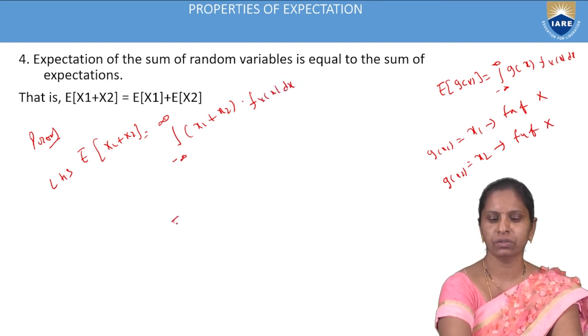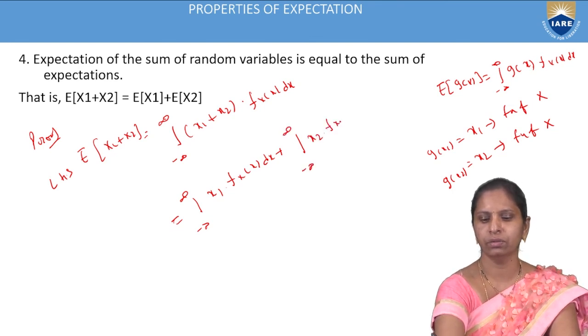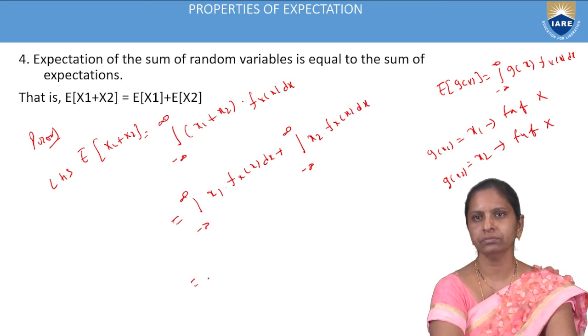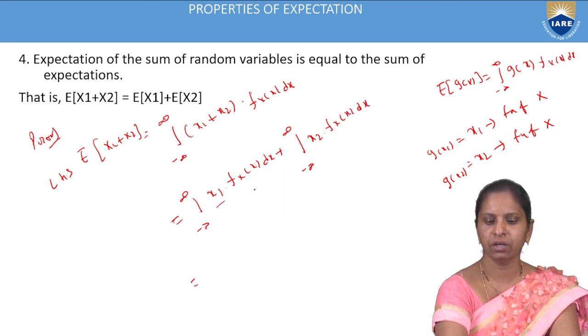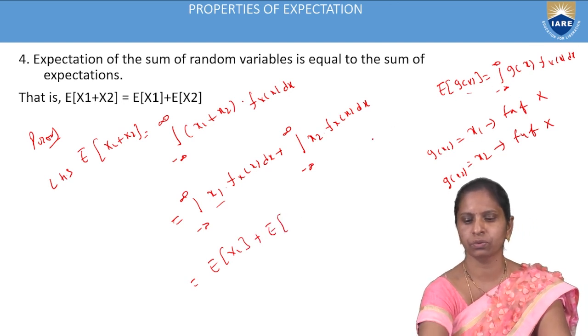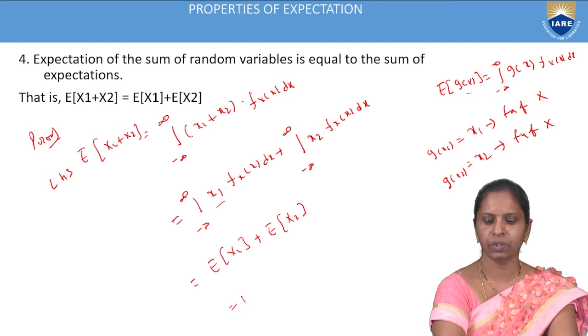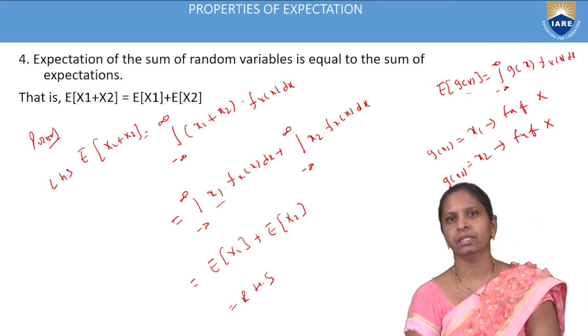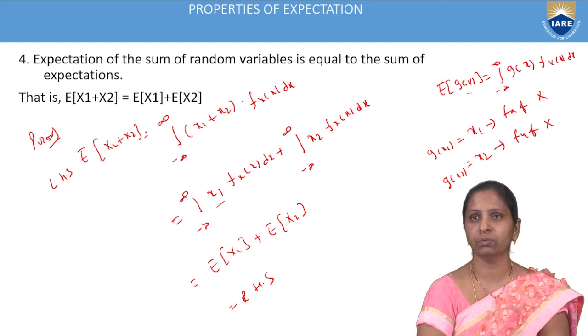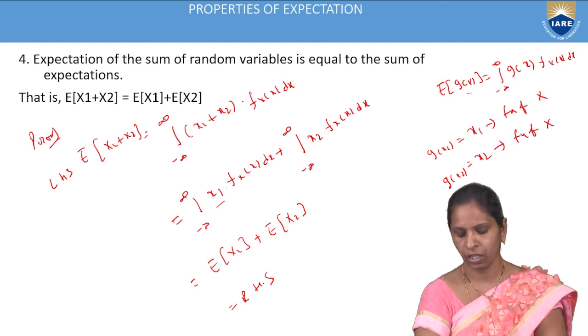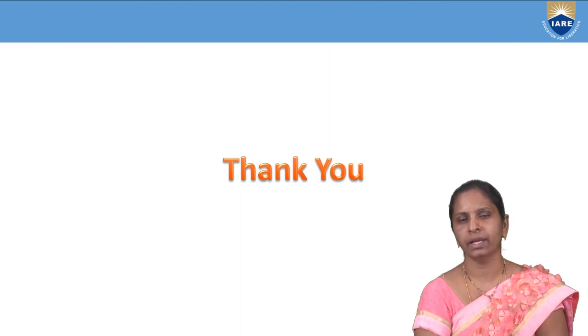That equals the integration from minus infinity to infinity of x1 into f of x dx plus the integration from minus infinity to infinity of x2 into f of x dx. In place of g of x, here I am having x1, that is nothing but E of X1, plus in place of g of x I am having x2, so E of X2. This is the RHS. Therefore, the expectation of the sum of the random variables is equal to the sum of these expectations. So these are the properties of the expectation.